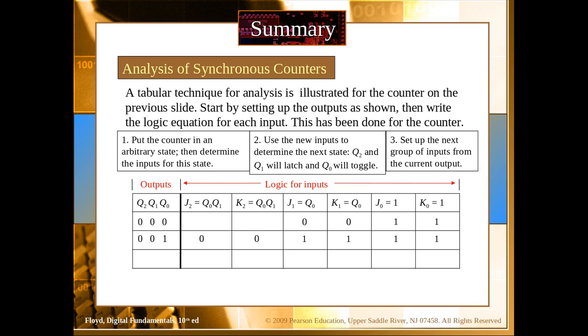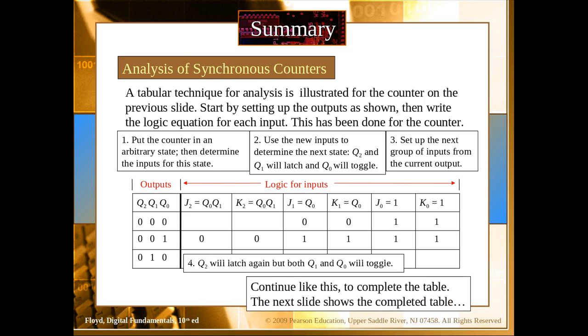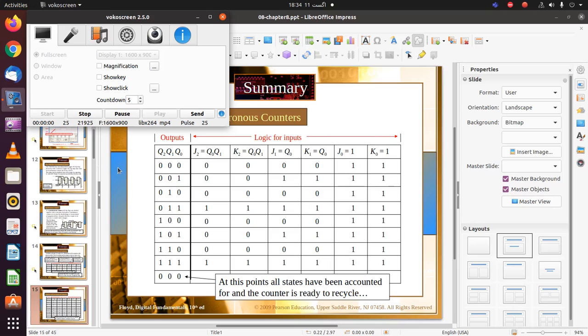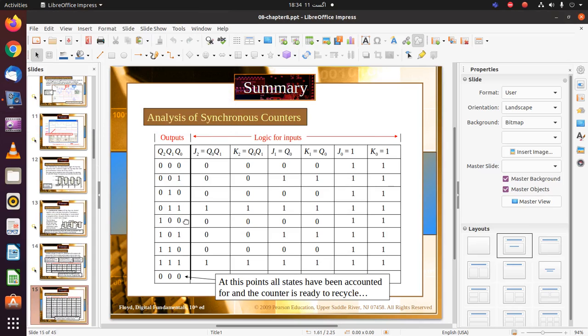So in the next stage, J1 and K1 also become 1, and the output is 0, 1, 0, and similarly you can see that the inputs are changing. For example, in the fourth row, all the inputs are 1, so all the flip-flops are now in toggle mode. And you can see here that the counter would reset after 111, to 000.